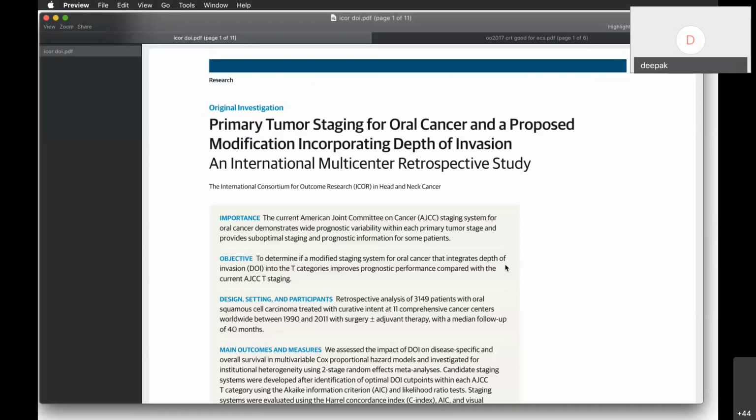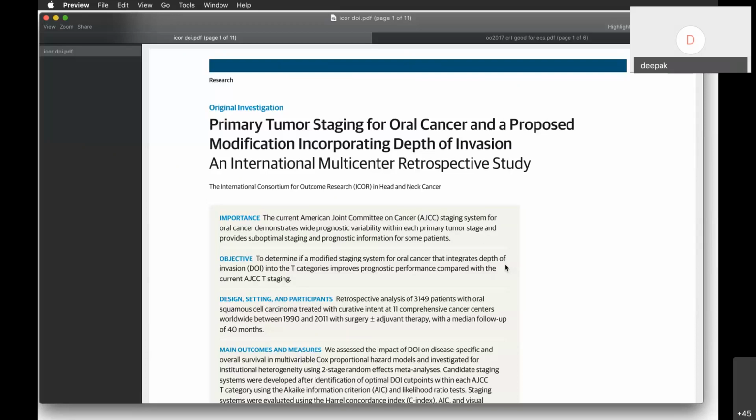The advantage of a retrospective analysis is, one, you have a large number of patients to analyze, and two, you have heterogeneity within the patient group, which accounts for the heterogeneity that you will see in your day-to-day practice. So this paper had 3,149 patients in 11 cancer centers, treated between 1990 and 2011, and all patients had surgery plus adjuvant therapy.